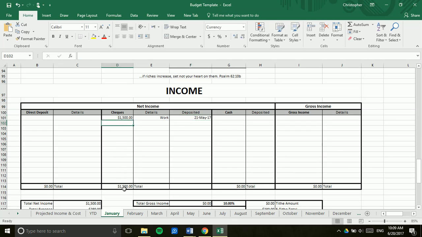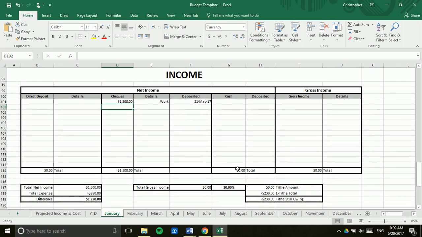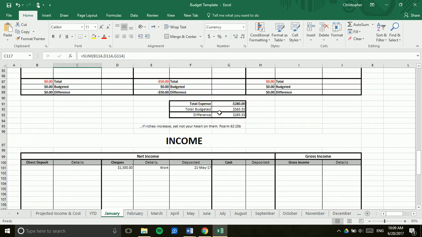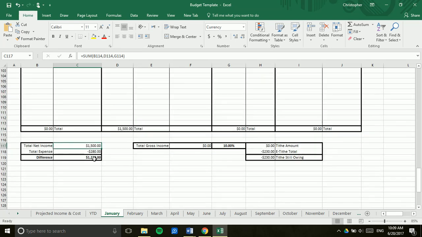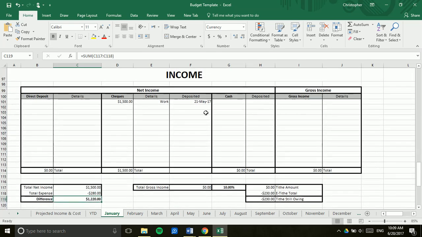That totals your net income here in checks, net income in direct deposit, net income in cash, and then it puts it over here into total net income. Minuses the total expenses for the month, and there's your difference. So up here you have your difference of your budgeted expenses. Down here you have your difference of how much you actually brought in and how much you actually spent that month. Then we have this column, which is your gross income.